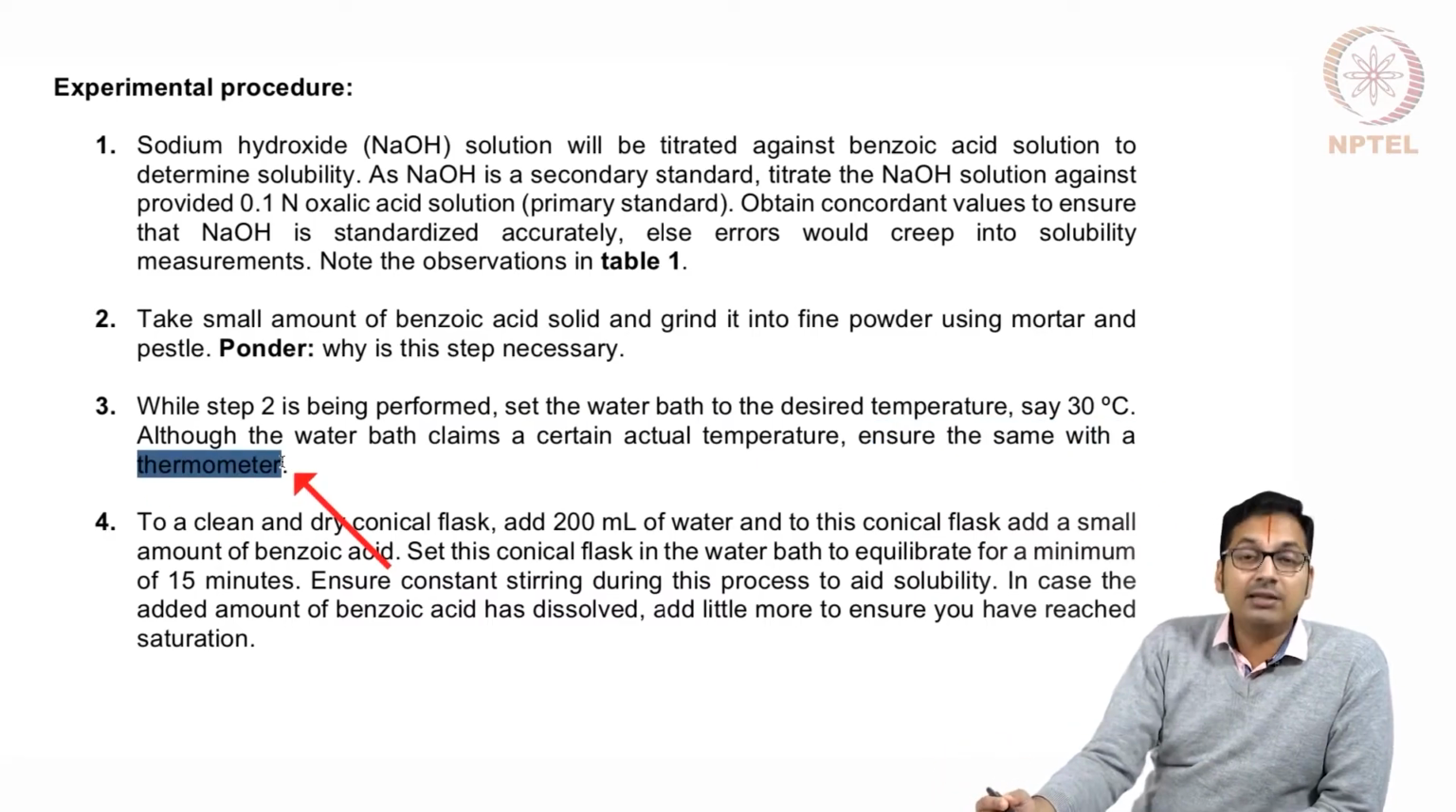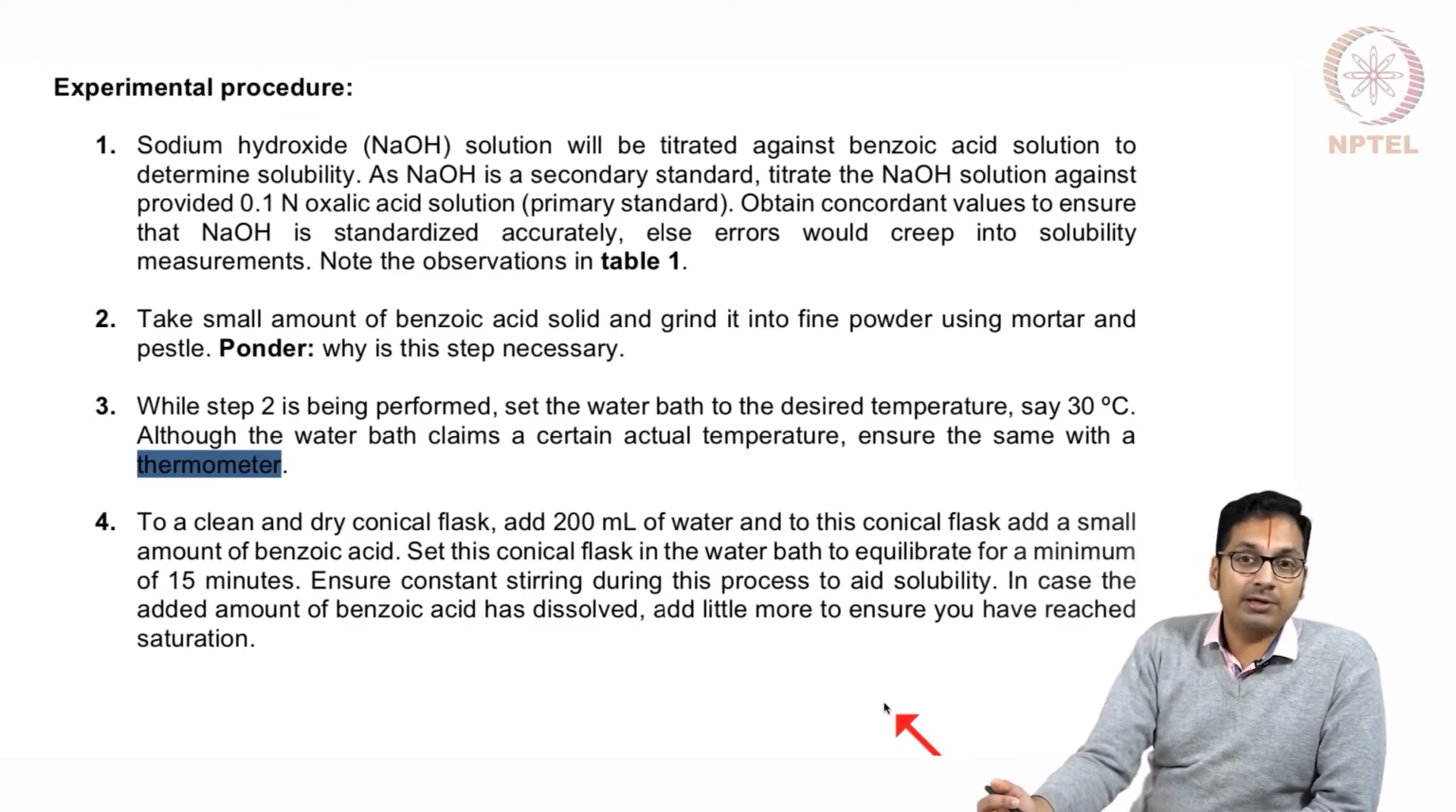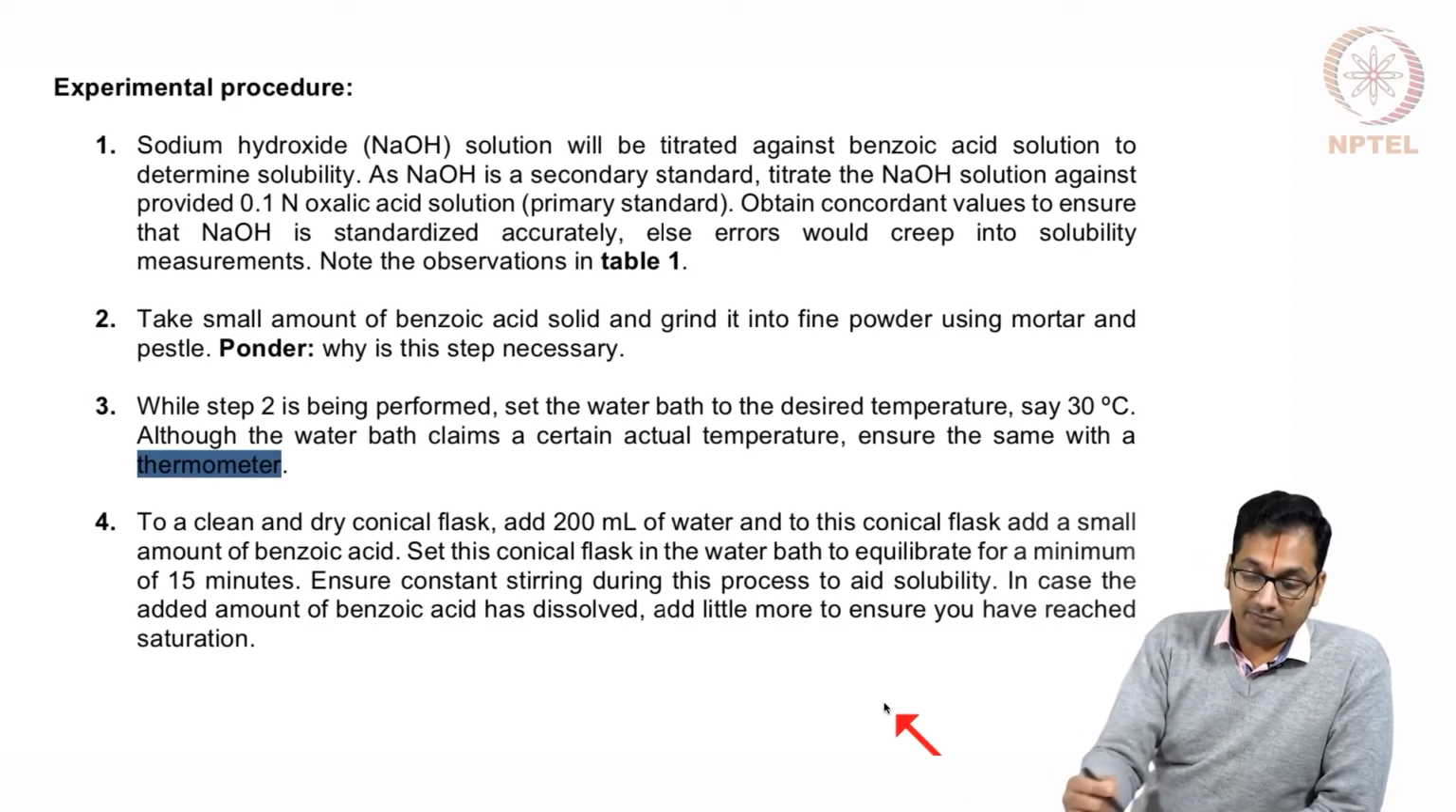Although the water bath claims a certain actual temperature, ensure the same with the thermometer. Otherwise, once again, this is going to end up resulting in a systematic error. And remember, this need not be a constant. It could be a proportional systematic error which cannot be redone unless you calibrate the water bath thermometer temperature. So rather than going through that complexity, it's easier for you to measure the temperature at which the water bath is, so that you can make the analysis in a much easier fashion.